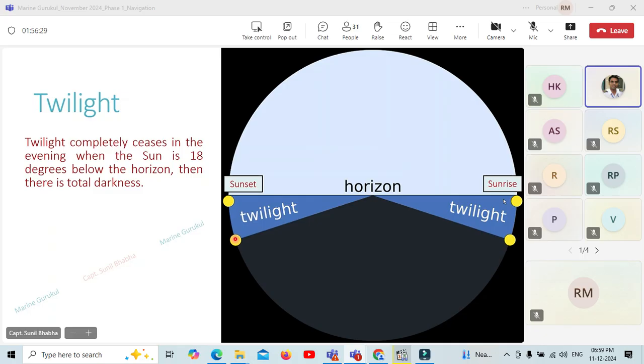there is total darkness and we do not receive any light from the sun. So in the evening time, the twilight commences at sunset and it continues up to the point where the sun is 18 degrees below the horizon, and after that the night starts. After 18 degrees, there is no light which we receive from the sun. It is totally dark.